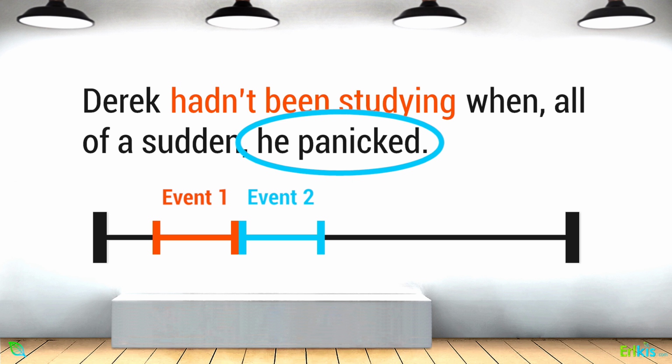So we use the past perfect continuous for the first event to emphasize Derek's attitude towards his study. He wasn't studying, and he wasn't studying for a long time when really he should have been.